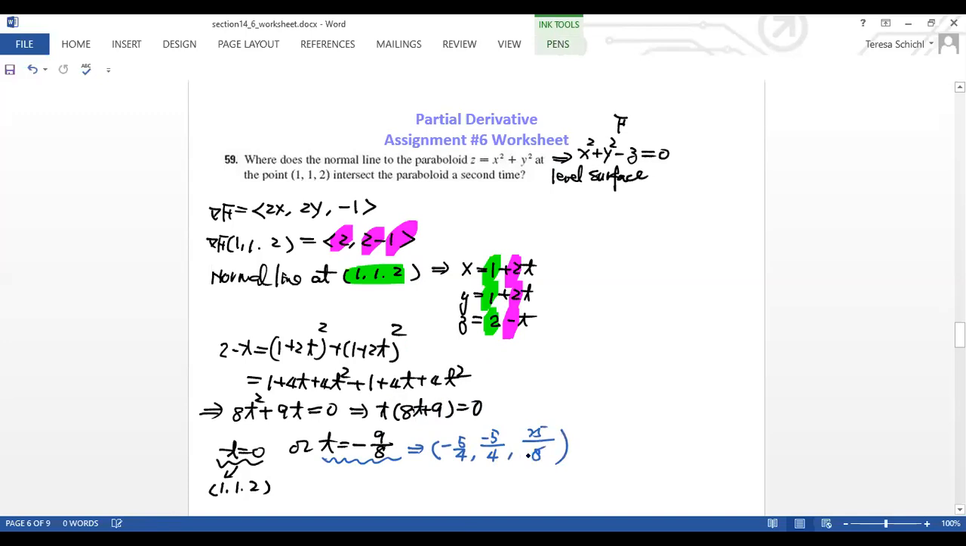So that's true: this normal line intersects the paraboloid twice. The first point is (1, 1, 2), and the second point is (negative 5 over 4, negative 5 over 4, 25 over 8). Okay, that's it. Like I said, this assignment has many very interesting problems. The whole thing here uses the concept that the gradient vector is perpendicular to the level curve, or is the normal to the level surface. Use that concept and now I think you'll be good.